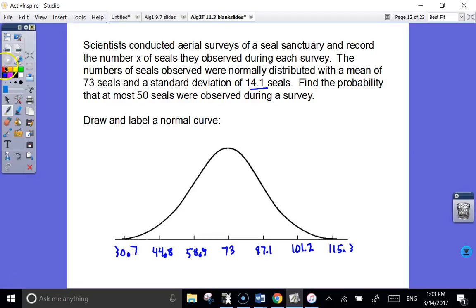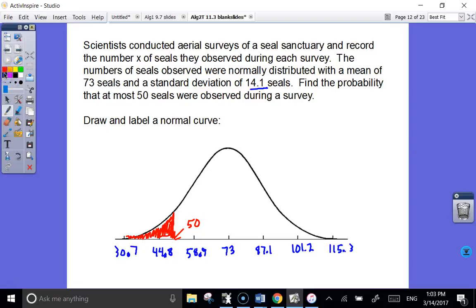So we are being asked to find the probability that at most 50 were observed. So 50 is in between those standard deviations. Maybe it's a little closer to there. Essentially what they're asking us to do is find the area underneath the curve that goes infinitely to the left all the way up until you get to 50. Okay. So this is the process.